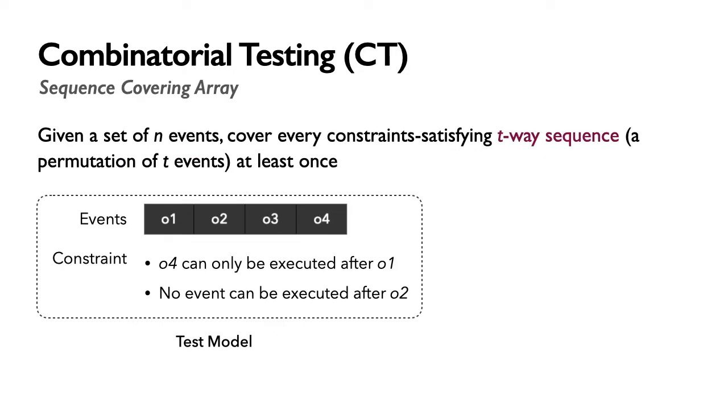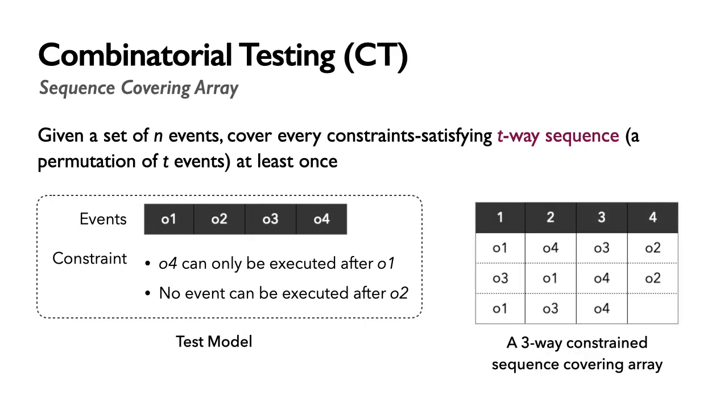In addition, the behavior of the software can also be influenced by different events. In this case, we refer to a permutation of T events as a T-way sequence, and the T-way sequence covering array can then be used to cover every valid T-way sequence at least once. In this example, there are 4 events, O1 to O4, and the 3-way sequence covering array consists of 3 event sequences. For O1, O2, and O3, we can see that all valid permutations of these three events appear at least once in this array.